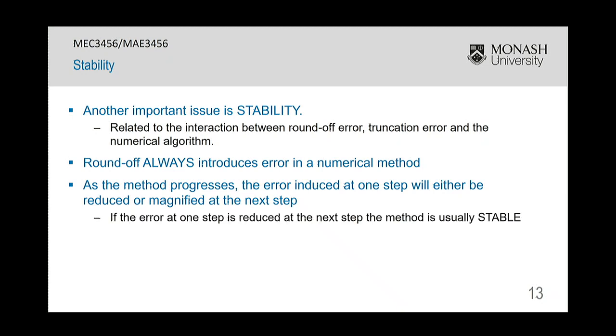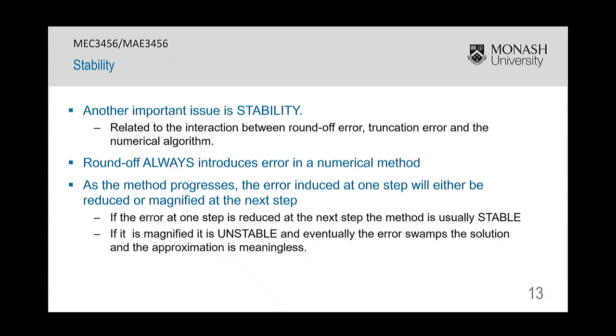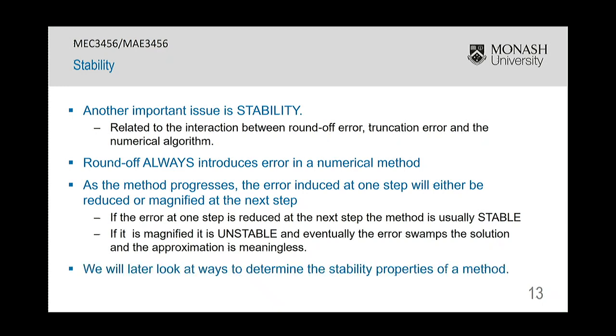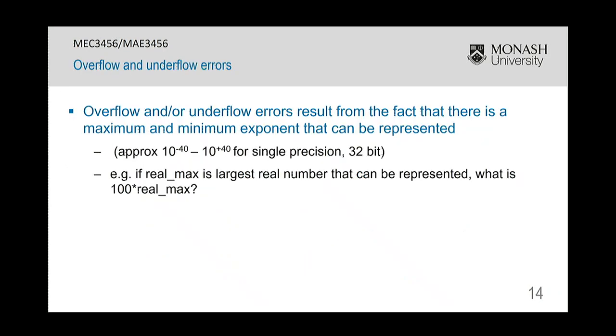So if the error at one step is reduced at the next step, the method is usually stable. Not always, but usually. If the error is magnified, then the method is unstable, and eventually the error will swamp the solution and our approximation will become meaningless, and we'll see plenty of examples of this. And we're going to look at ways to determine the stability properties before we even do a computation.